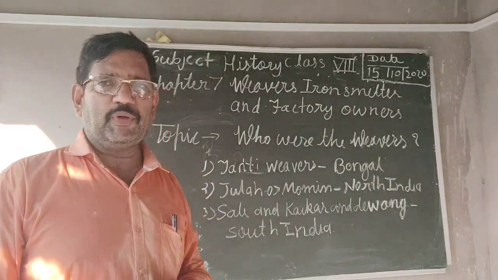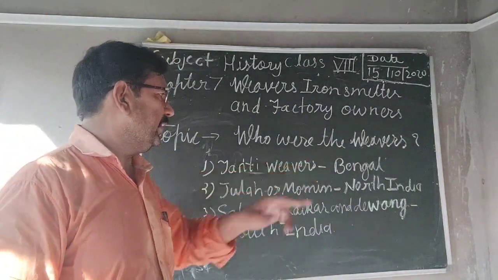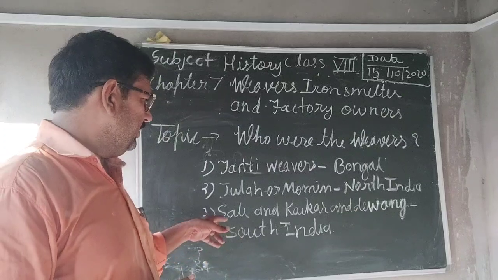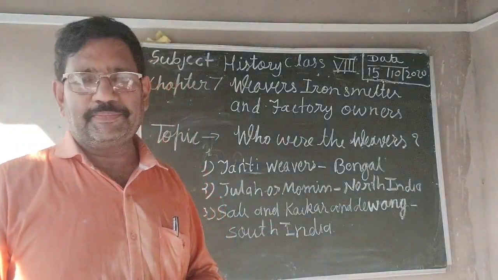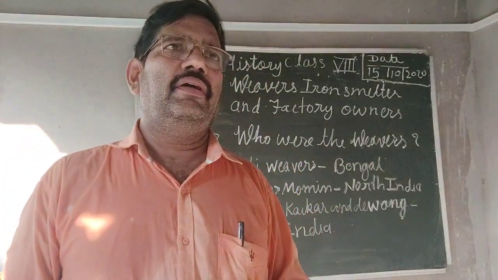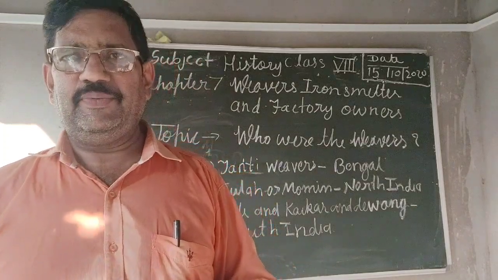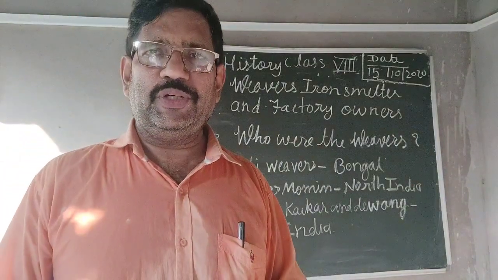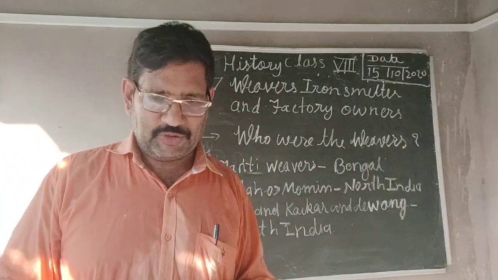Here, some people of our country who do the work of weaving are tanti weavers. They belong to Bengal. And Julaha or Momin belong to North India. And Saleh, Kaikar and Devang belong to South India. They produced the textile in our country, and it was sufficient for our country. Also, before the arrival of the British, it flourished and was very important, and the variety and quality of the Indian textile was so good.